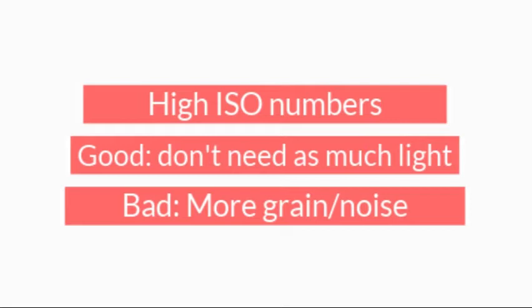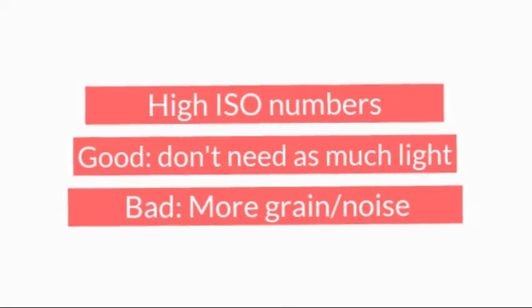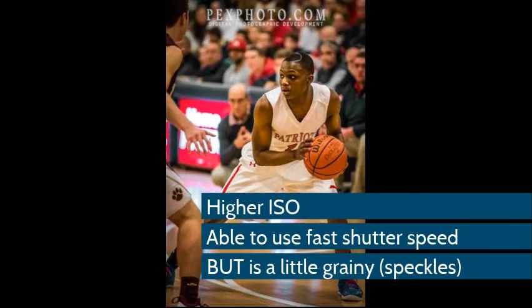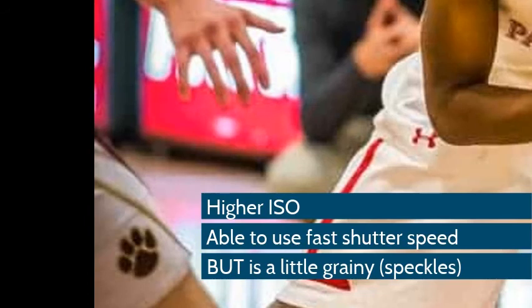An example of a situation where you might want to choose a higher ISO would be photographing an indoor sporting event where the light is low and your subject is moving fast. By choosing a higher ISO, you can use a faster shutter speed and freeze the movement.